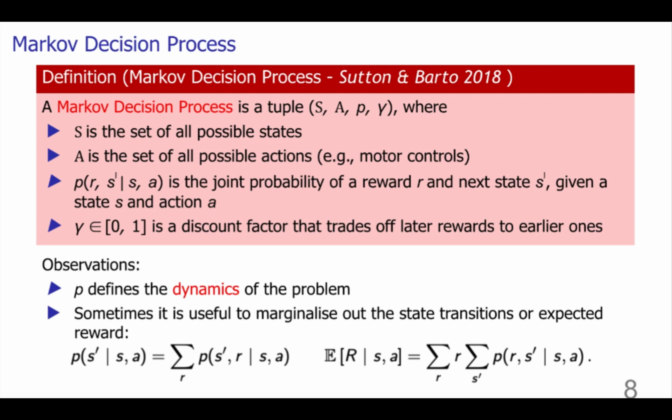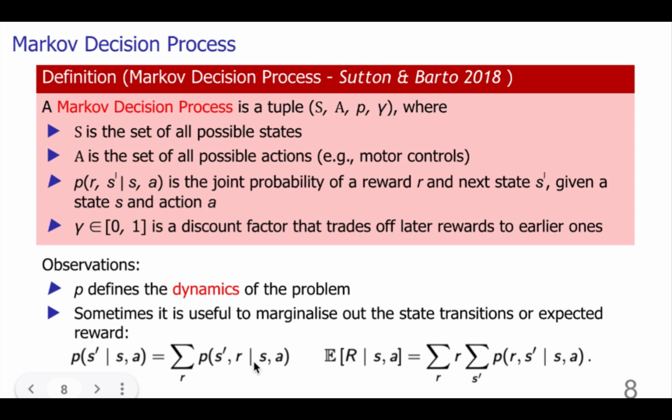The discount factor could be a single constant real number, or it could be a decaying real number, a number that decays its value or discounts its value over time. So as I've already said, P simply defines the dynamics of the problem, because it's there to predict the rewards and the next state given the current state and the current action.